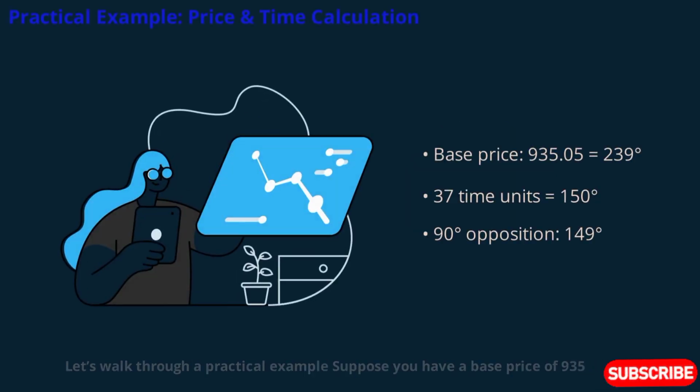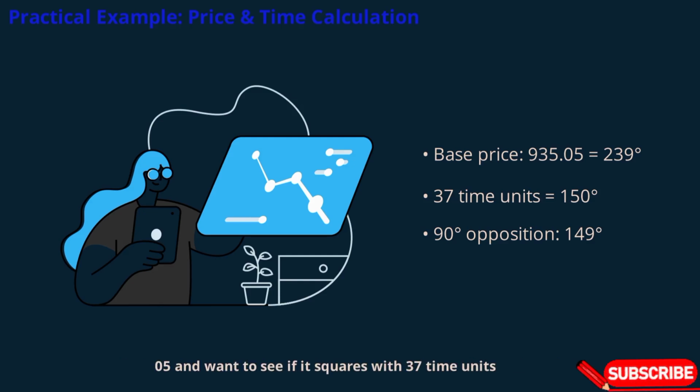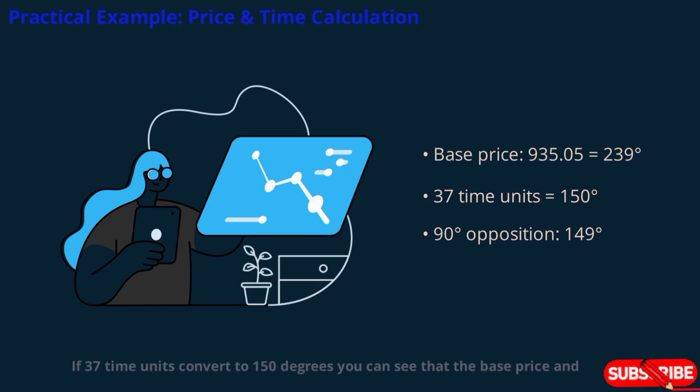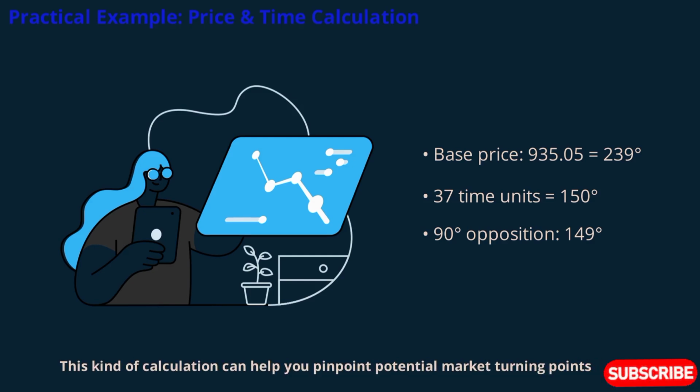Let's walk through a practical example. Suppose you have a base price of 935.05 and want to see if it squares with 37 time units. Using the square of 9 formula, 935.05 converts to 239 degrees. The 90-degree oppositions are 149 and 329 degrees. If 37 time units convert to 150 degrees, you can see that the base price and time are nearly squared at a 90-degree offset. This kind of calculation can help you pinpoint potential market turning points.